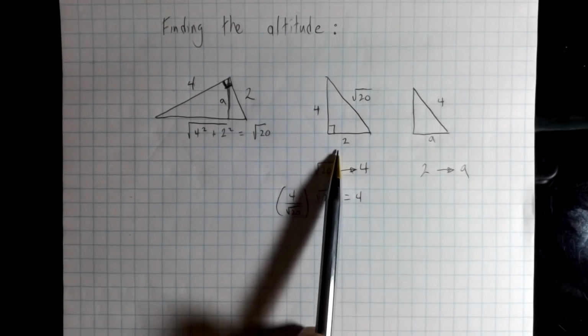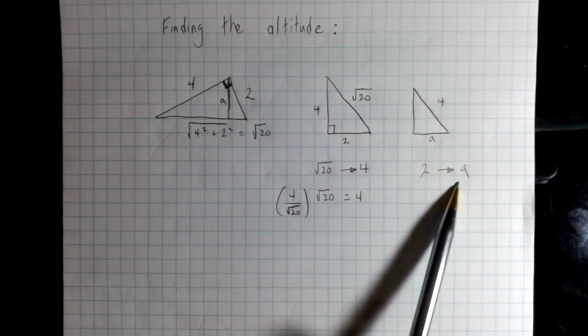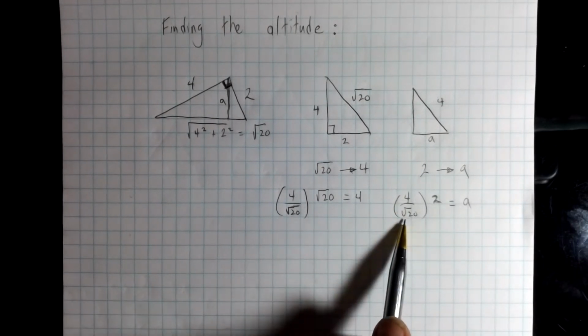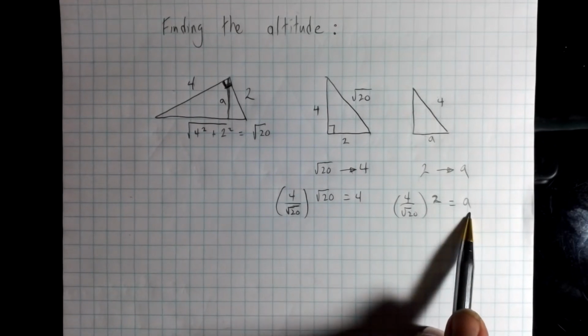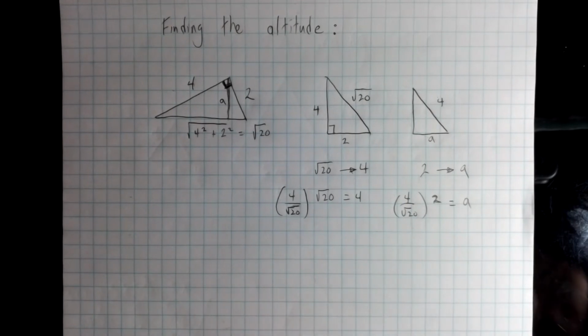And now if I just recognize that 2 is going to turn into A once I multiply it by the scaling factor. And so here I end up with 4 divided by the square root of 20, which was my scaling factor, times 2. All of that equals A, and this is the final answer.